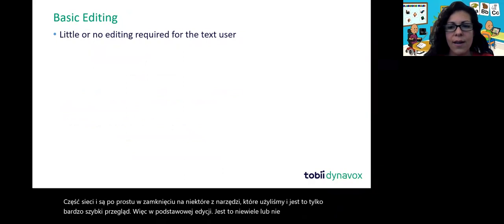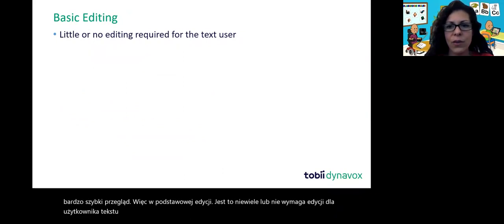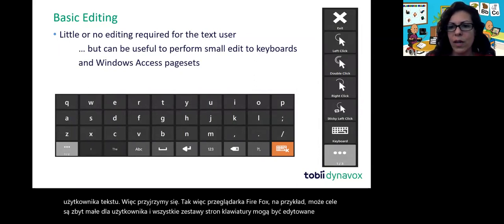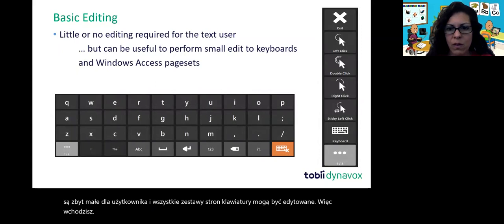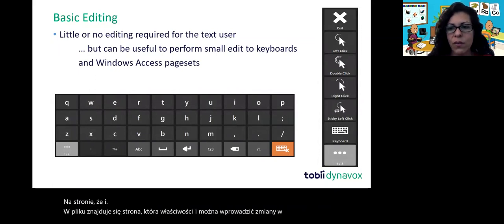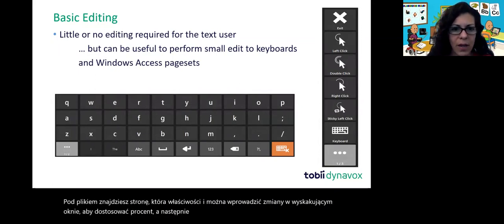So we're gonna look. So the Firefox browser, for instance, maybe the targets are too small for the user, and all of the keyboard page sets, they can be edited. So you go into edit mode in the page set, and under the file, you find the page set properties and you can make changes in the pop-up window to adjust the percent. Then you would just run the view and see the bigger targets on the page set.